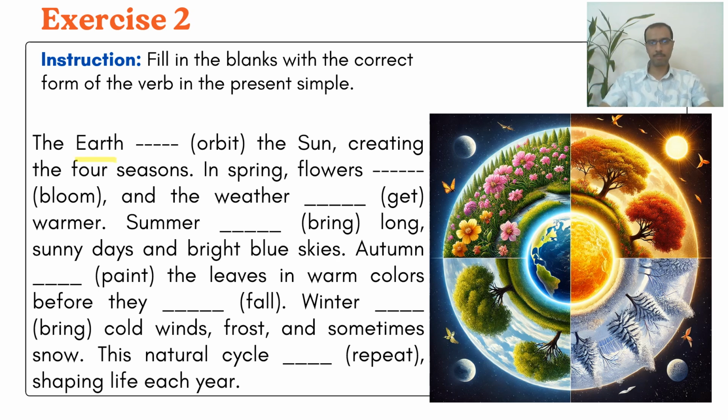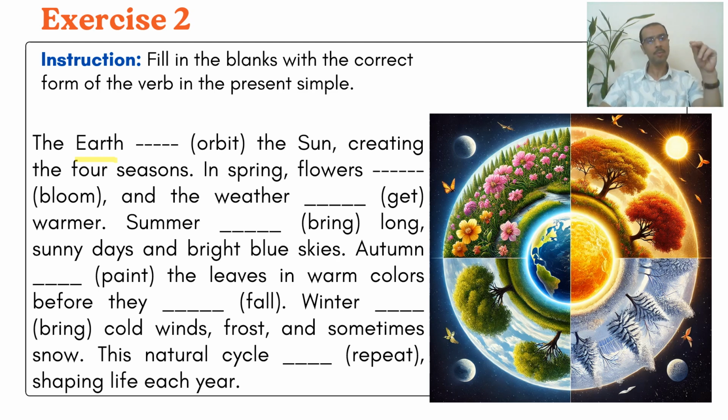So the earth orbit the sun, creating the 4 seasons. In spring, flowers bloom and the weather get warmer. Summer bring long sunny days and bright blue skies. Autumn paint the leaves in warm colors before they fall. Winter bring cold winds, frost, and sometimes snow. This natural cycle repeat, shaping life each year.